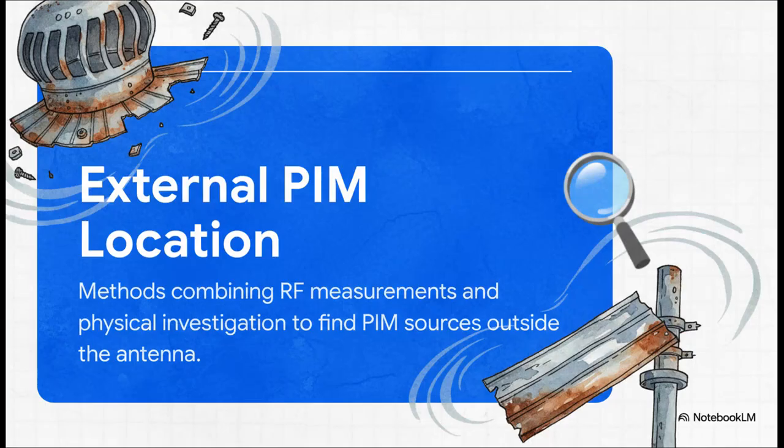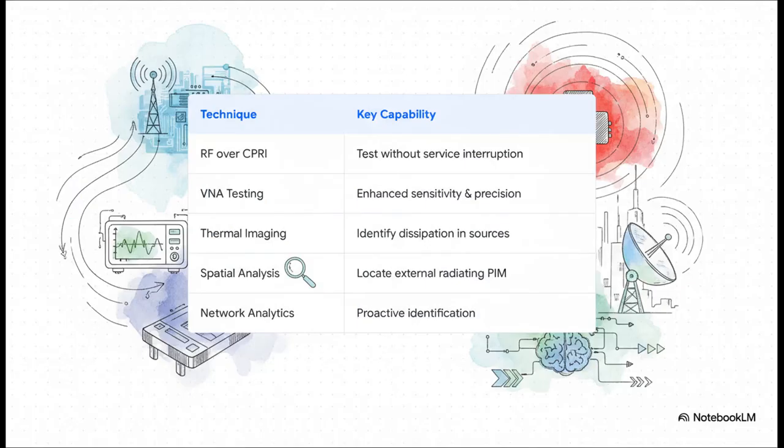Now, sometimes the call is coming from outside the house. We're talking external PIM. This is stuff caused by rusty roof vents, loose metal flashing, you name it, anything in the antenna's path. Finding it requires a totally different approach, mixing RF measurements with some good old-fashioned detective work. So let's pull back for a second and look at the whole advanced toolkit. We've talked about RF over CPRI for live testing, right? But the kit also has specialized tools like VNA testing for when you need extreme precision, and even thermal imaging to literally see the heat coming off a PIM source. It's all about having the right tool to hunt the right ghost.